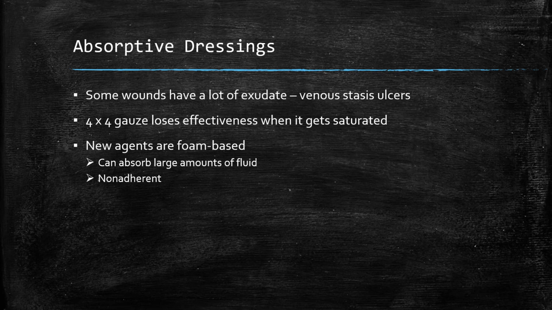Absorptive dressings are chosen for wounds that produce a lot of exudate. The most common use case would be extensive venous stasis ulcers. The traditional surgical 4x4 gauze that is often applied to these wounds loses all effectiveness when it gets saturated. The newer absorptive dressings are foam-based and can absorb a very large amount of fluid. They also have the benefit of being non-adherent, so they're much more comfortable for patient use.